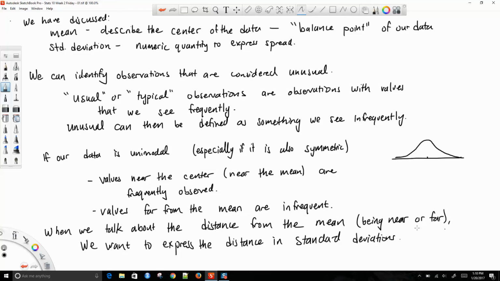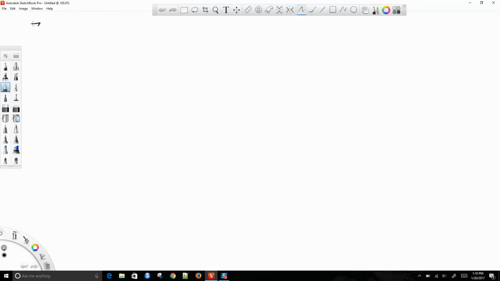So I'll let you guys catch up on your writing, those of you who are writing. And so the z-score is defined as the distance an observation is from the mean expressed in standard deviations.